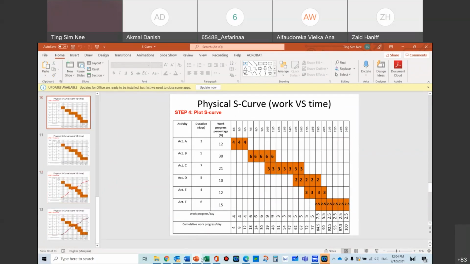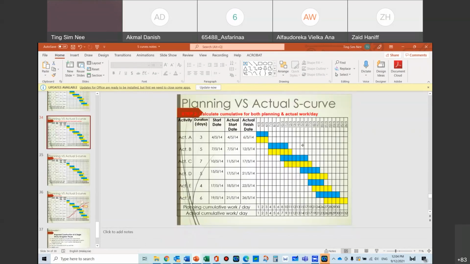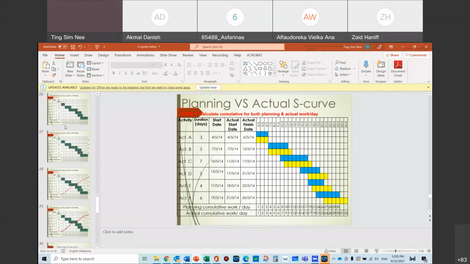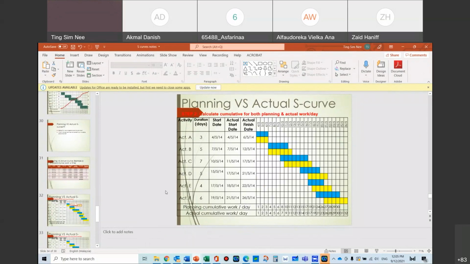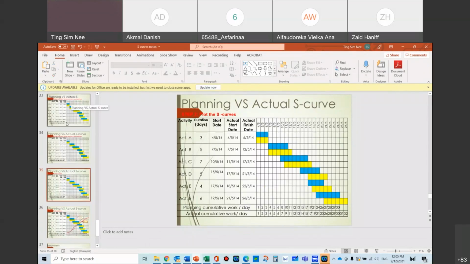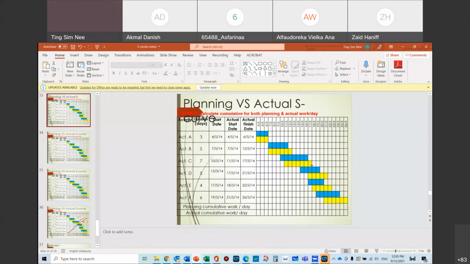For these notes here, I have explained more on the financial one that we're talking about, and this physical one is the same thing as what I've given you in the other one. Then we've also got these notes here that talk about the actual S-curve and all that. You can do that for both. You can do that for EV. I mean, you can do that for PV.